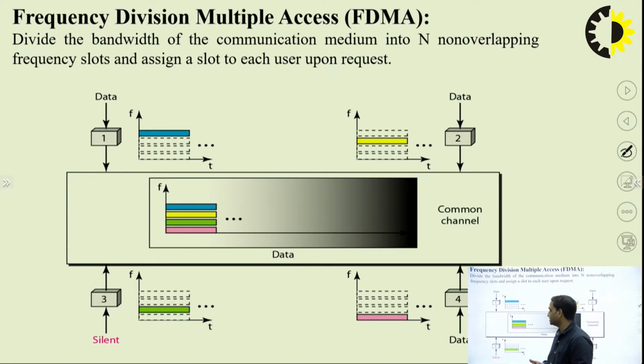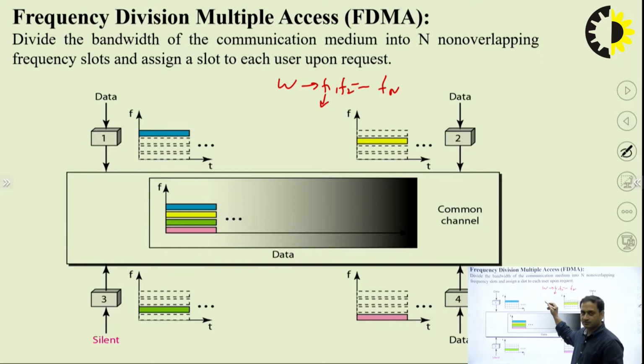So how does it look in definition form? We divide the bandwidth of the communication medium, which is the wideband right now, into different non-overlapping frequency slots, and then assign a slot to each user, right? So if we have a band of W, we divide it into different frequencies, F1, F2 and up to Fn, and we allocate the F1 frequency to one user, the second frequency to the second user, the third frequency to the third user, and so on.